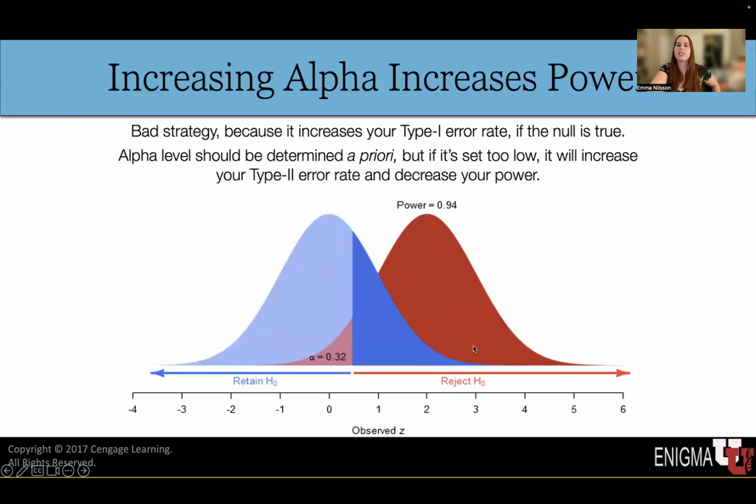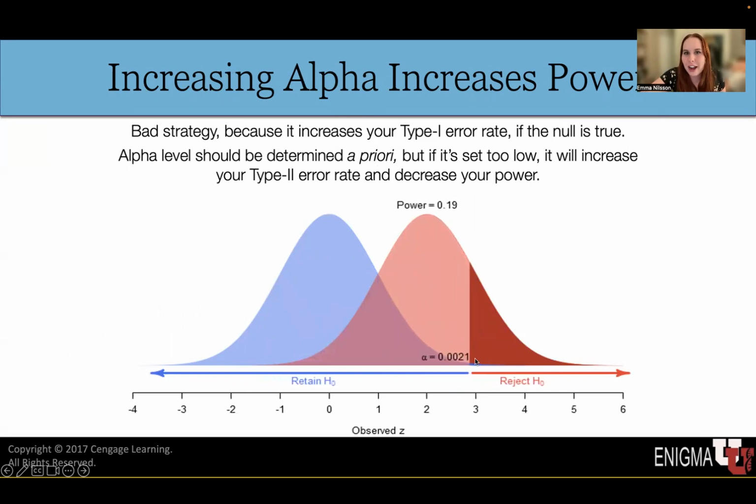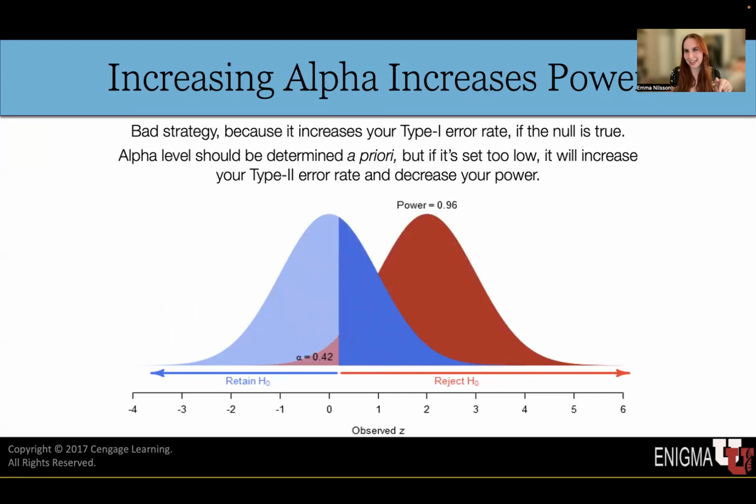The first thing that we should see here is that increasing our alpha increases our power. If we increase our alpha, which is, remember, the probability that we'll get a type 1 error, your power also increases. But this is generally a bad idea because by definition, as we're increasing alpha, we increase the risk that we're going to get a false positive, right?